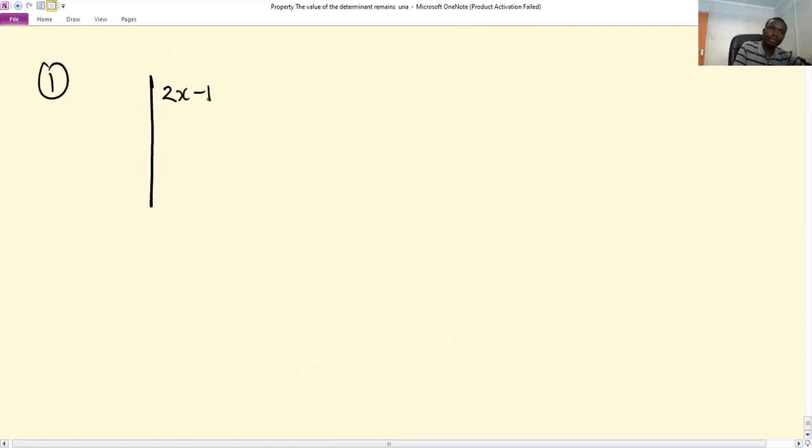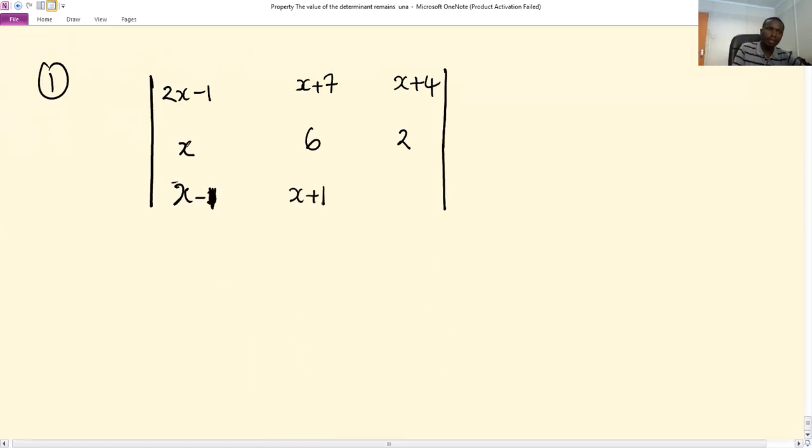2x minus 1, x plus 7, x plus 4; x, 6, 2; x minus 1, x plus 1, 3. Then the value of this determinant is 0.